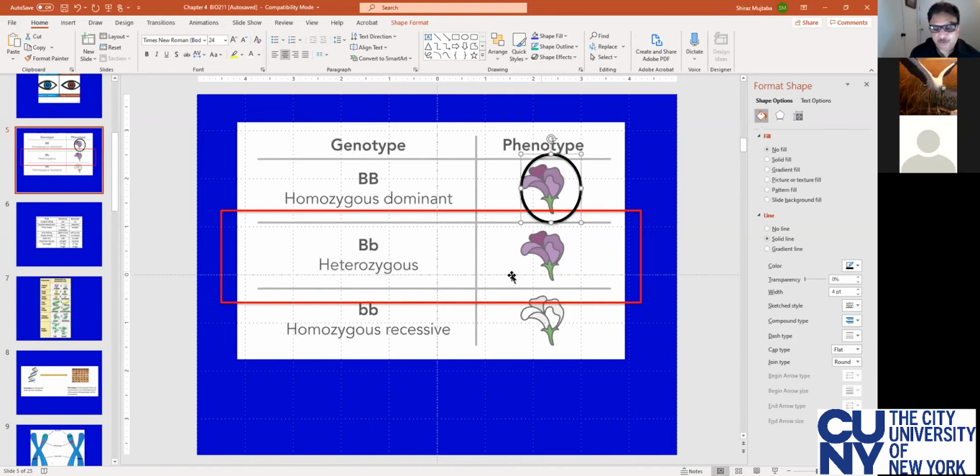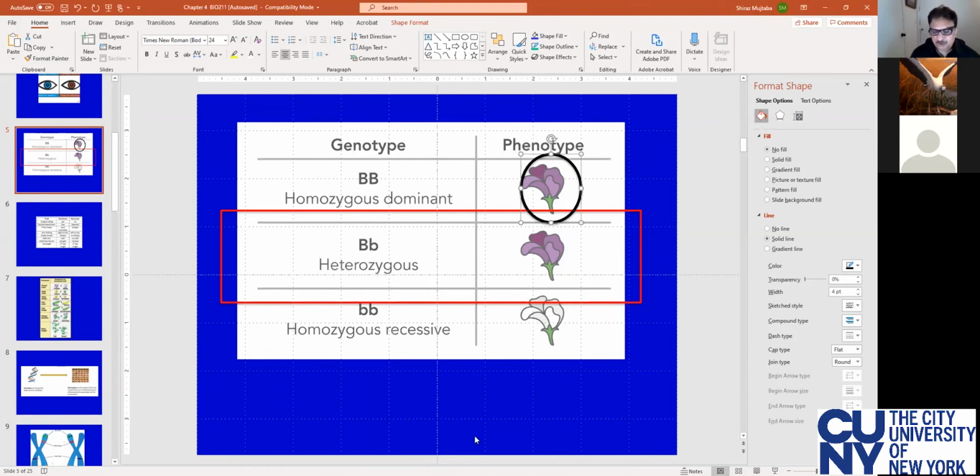Now, as I mentioned, purple color is dominant, so even if big B and small b are present, where small b is a recessive character, the white flower is hidden, suppressed, recessive. So there could be three situations. Big B, big B, purple color flower: since these two chromosomes are identical, it's called homozygous dominant. Big B and small b are not identical, so this is heterozygous. And when small b and small b come together, it becomes homozygous recessive.